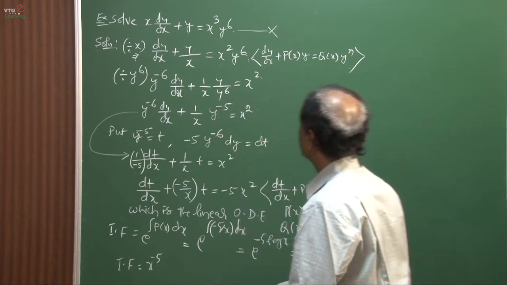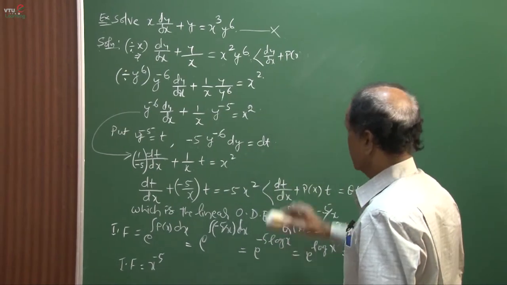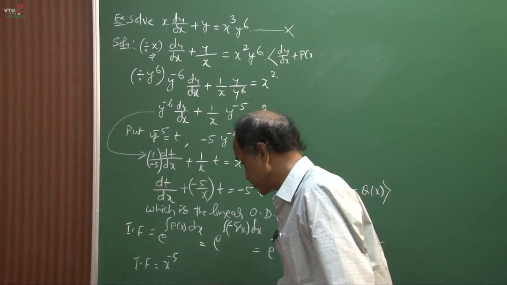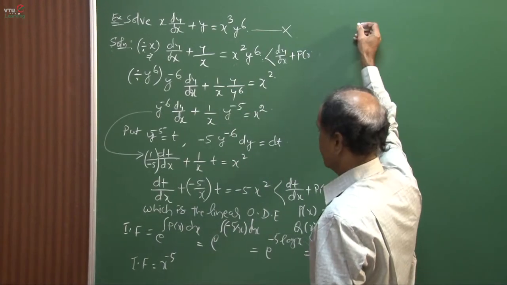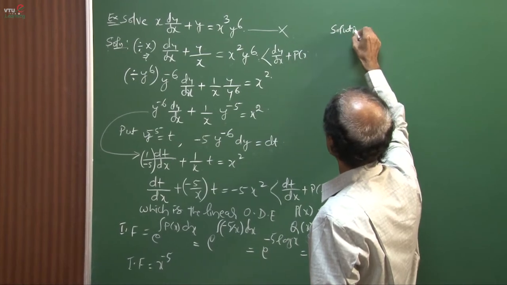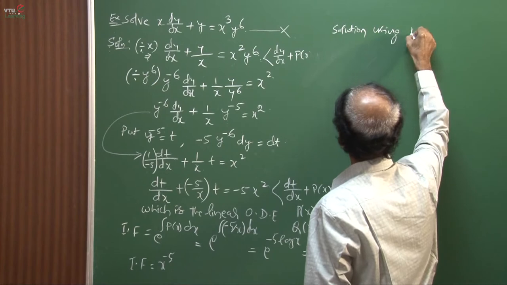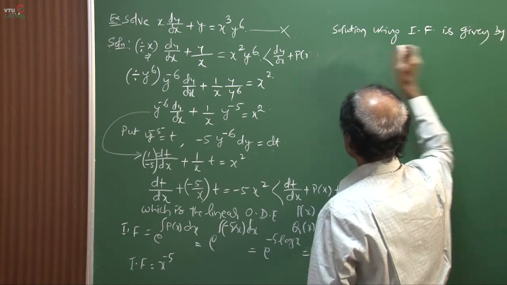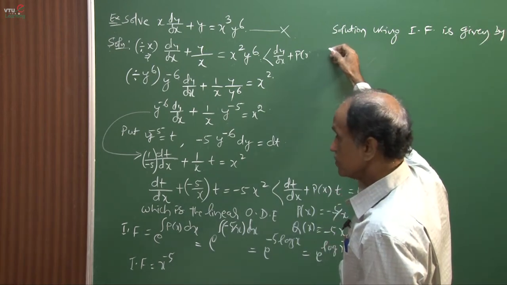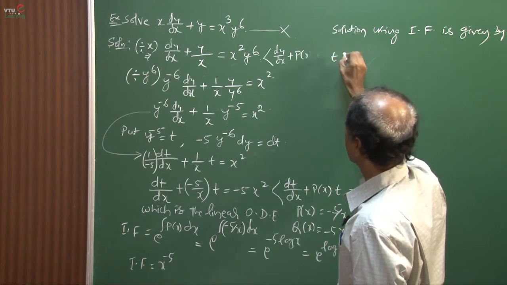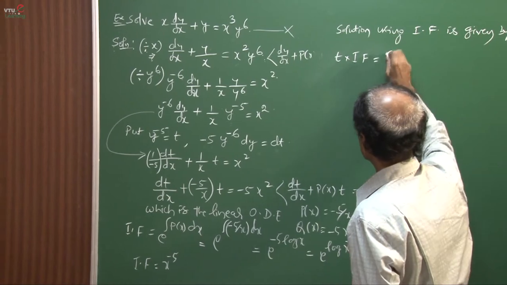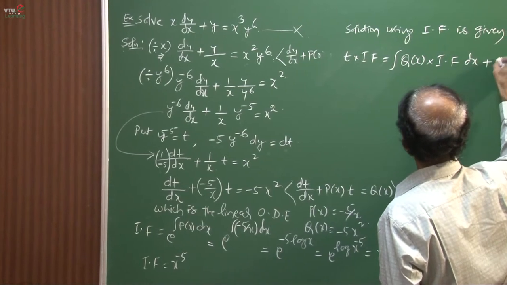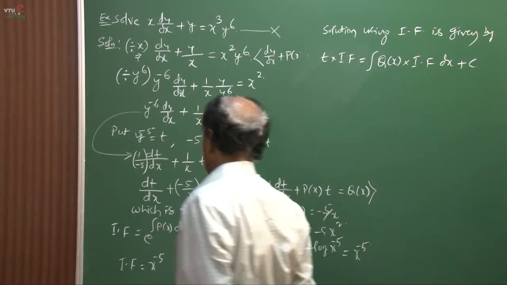Now we will make use of this integrating factor as the solution procedure for the linear differential equation. What is the solution procedure there? You have to write the solution using the integrating factor, that means the dependent variable is to be multiplied by IF. Here our dependent variable is t. T into IF is equal to integral of q of x into IF dx, plus constant. You analyze all these steps here.